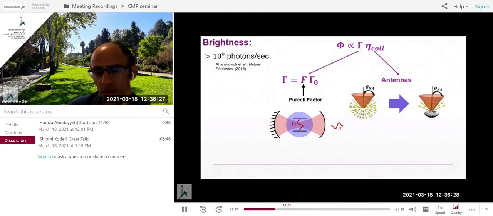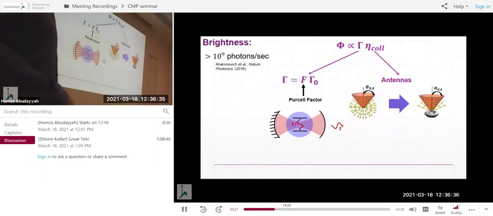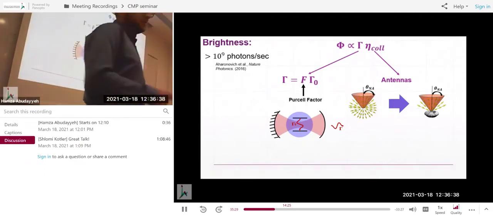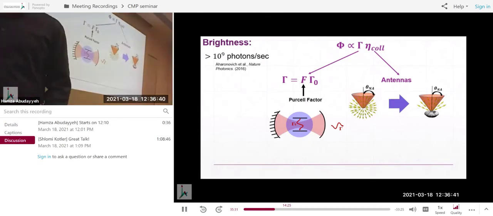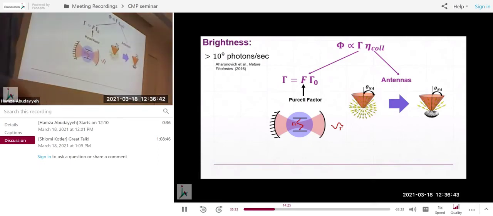Can you say a word or two about why 10 to the 9? What's the threshold with 10 to the 9 photons? What happens then? Okay, so this is a question from Zoom. I'm going to repeat it. So Shlomi was asking, why 10 to the 9 photons per second?